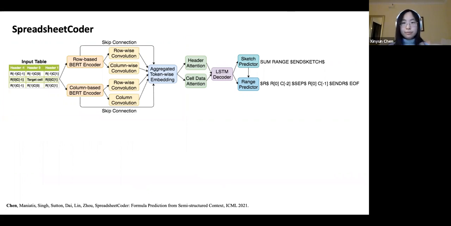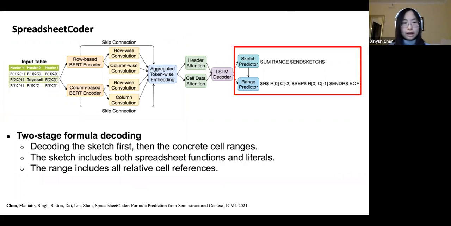Then for formula prediction, we designed a two-stage decoding process. Basically, our decoder will predict the formula sketch first, which includes both spreadsheet functions and literals. Then it will decode the concrete cell regions, which are the relative cell positions to the current target cell in the input table.